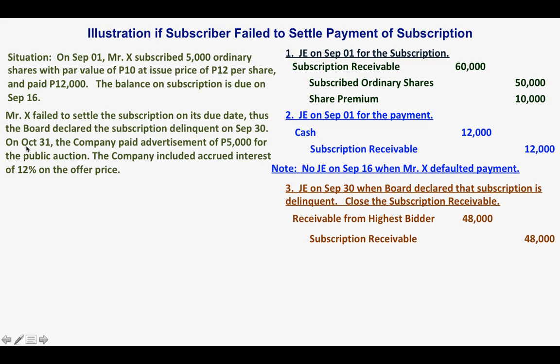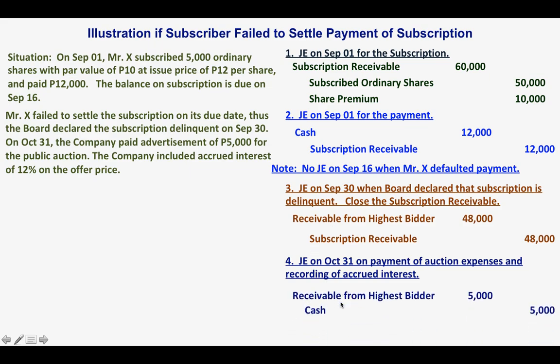Now let us proceed. On October 31st, the company paid advertisement of 5,000 for the public auction. So it's now on October 31st that they will proceed with the public auction. The company will pay the auctioneer, the one who will handle the public auction, the expenses of 5,000. The company will record the payment as receivable from highest bidder of 5,000. The payment will be made to the agency or person who will handle the auction, or any auction expenses.